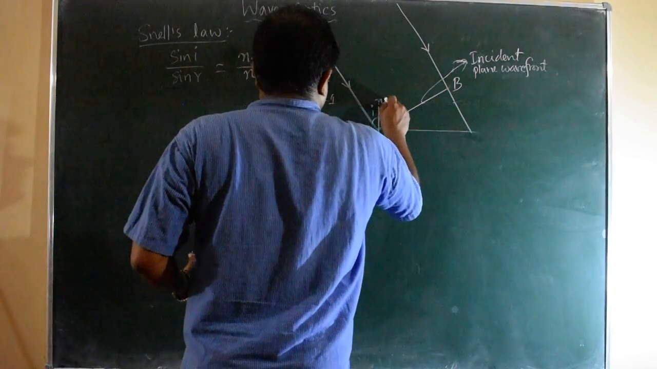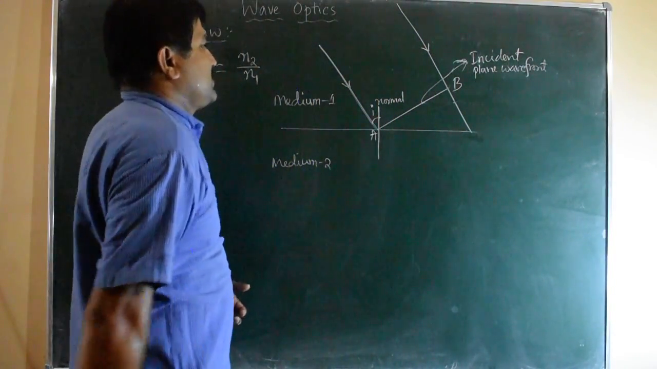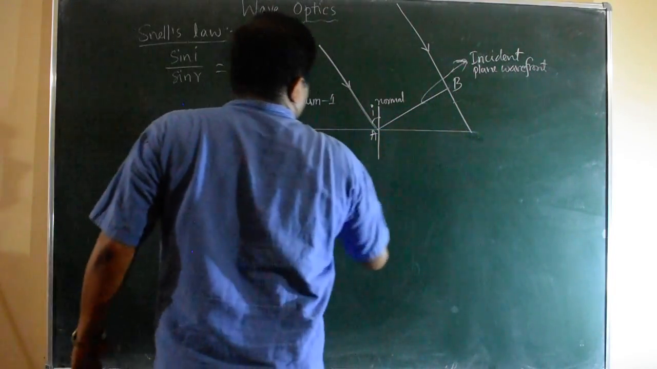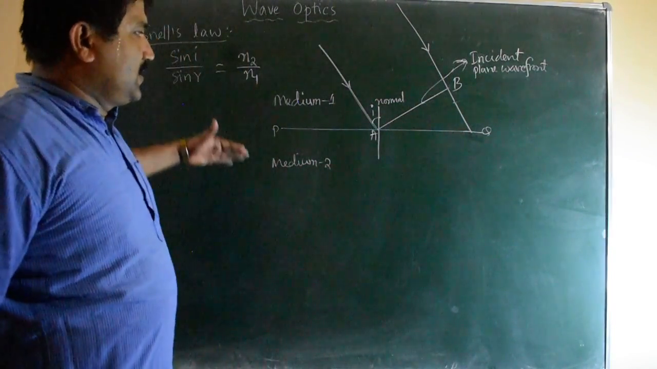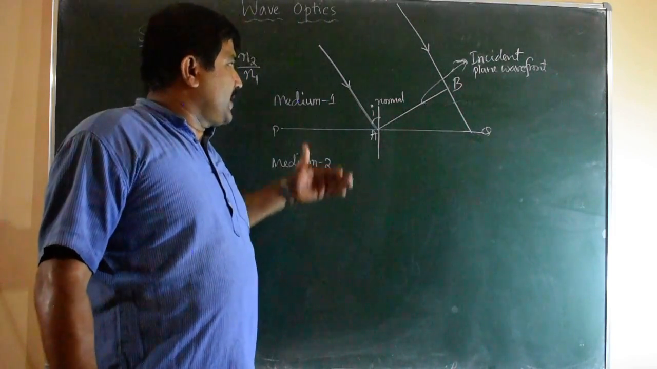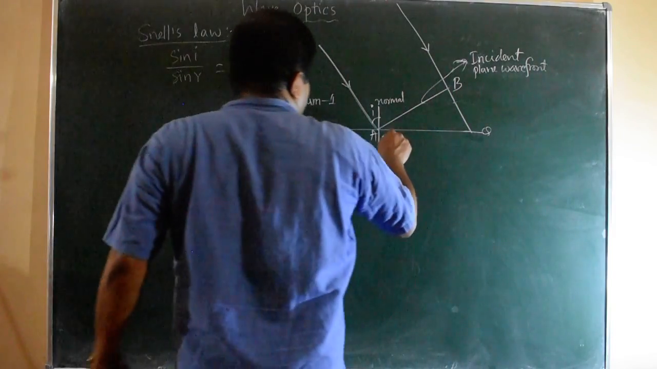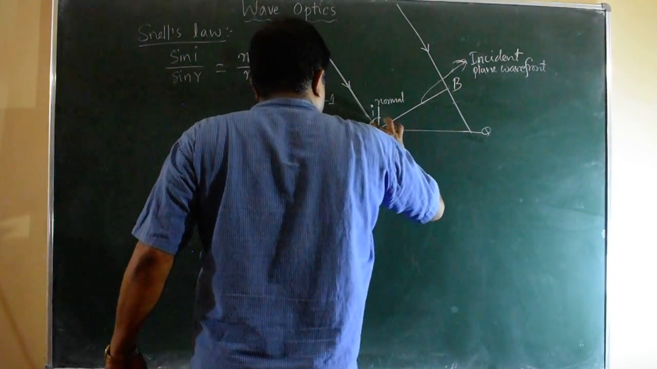This is the normal, the perpendicular line drawn to the surface. This is the interface separating the two media. If I take say PQ, PQ is the surface which is an interface, the surface which separates the two media. Now angle of incidence is I. When the ray refracts here, the angle of incidence is I like this.